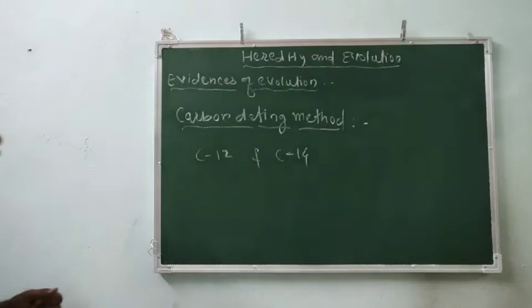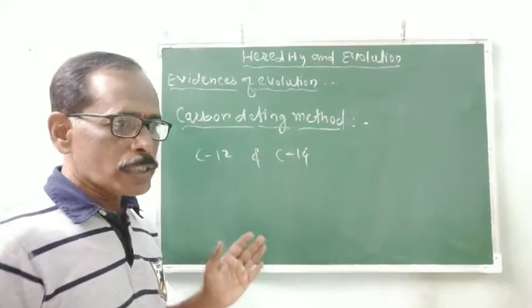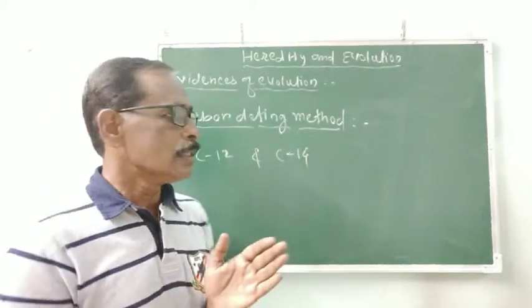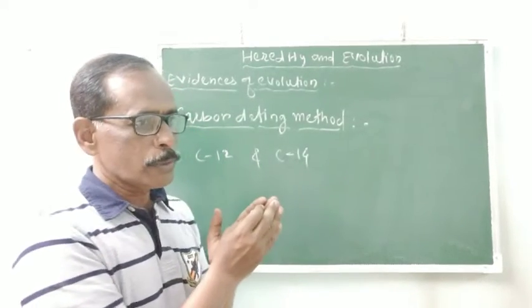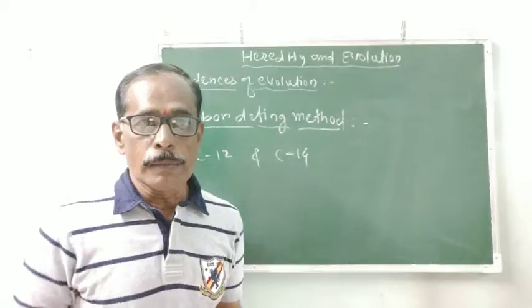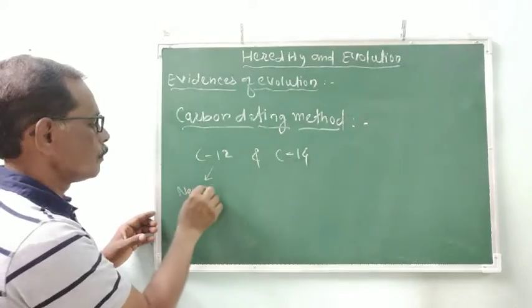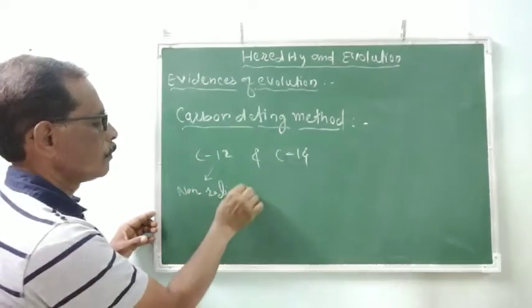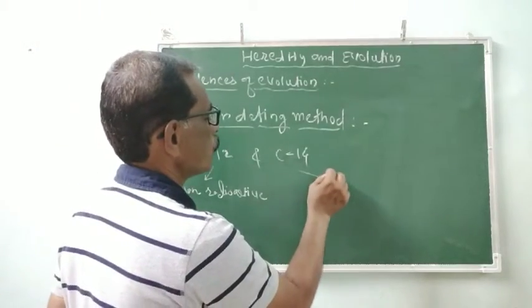So these are the two types of isotopes of carbon which exist on the earth, in nature, and their proportion is fixed. The ratio of the molecules of carbon 14 to the molecules of carbon 12 is fixed. Carbon 12 is non-radioactive and carbon 14 is radioactive.